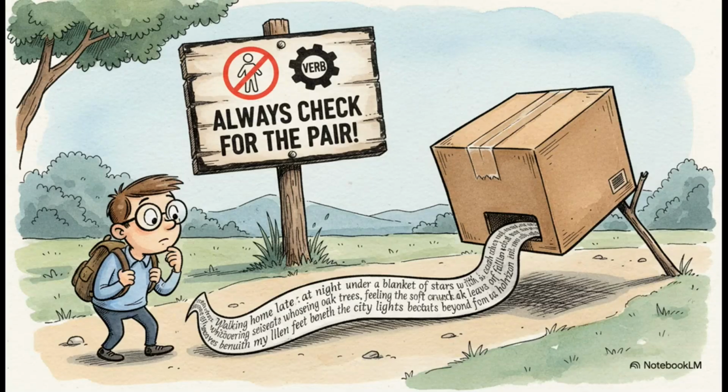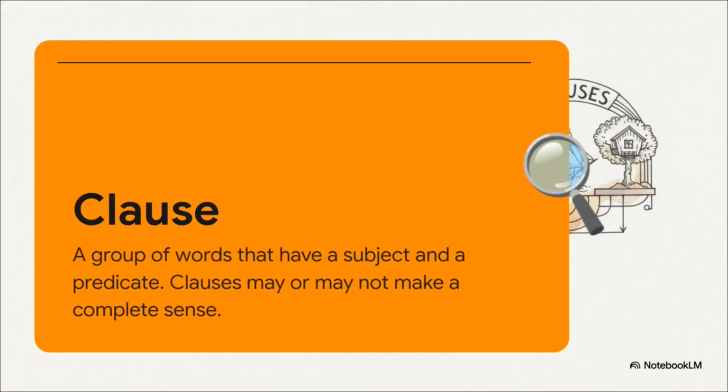Okay, heads up, because here's a really common trap that students fall into all the time. You see a long string of words, and your brain just automatically goes, oh, that must be a clause. But you have to remember the golden rule. It doesn't matter how long or fancy or descriptive it is. If there is no subject-verb pair working together inside it, it is a phrase. Period.